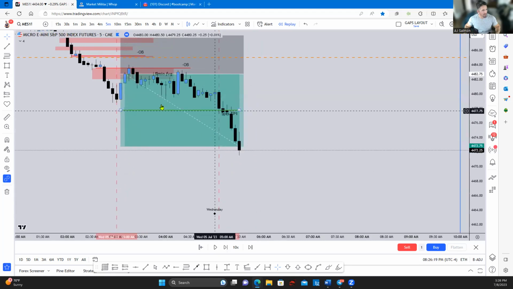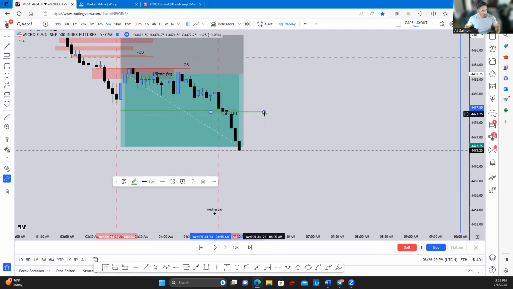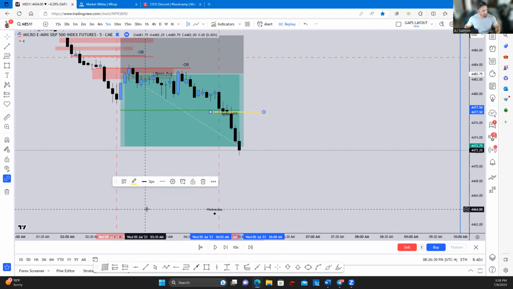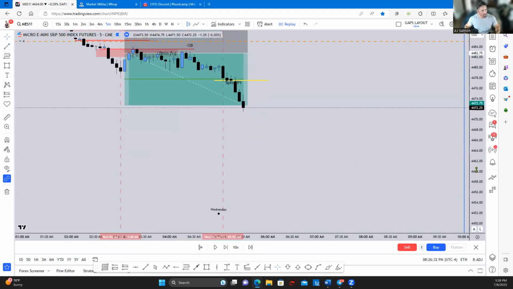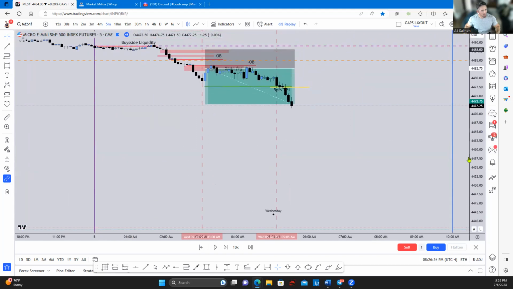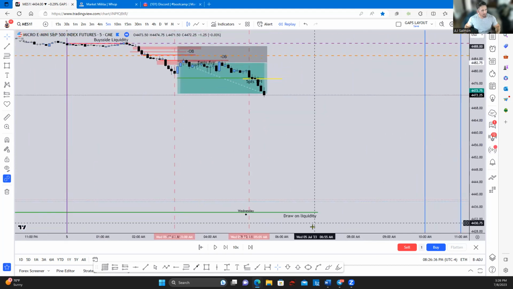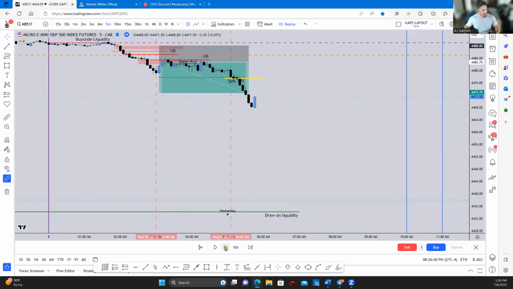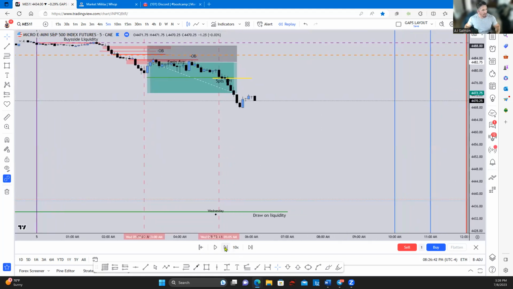There you go. There's your 10. At this point, you can trail your stops here at 5 if you wanted to try to carry this out longer, and try to target our draw on liquidity underneath us here, down here. So let's play this out and see. Small pullback.